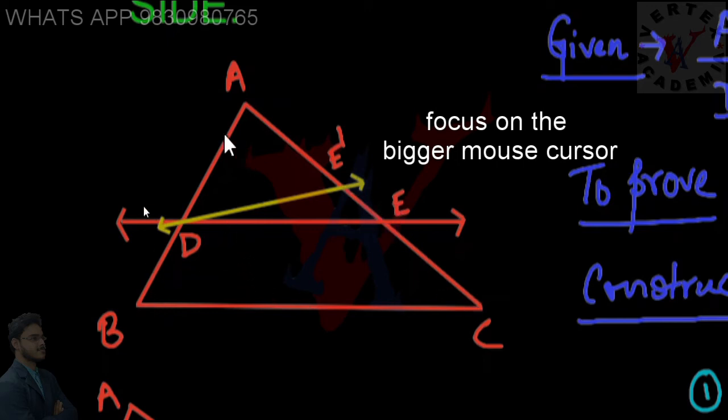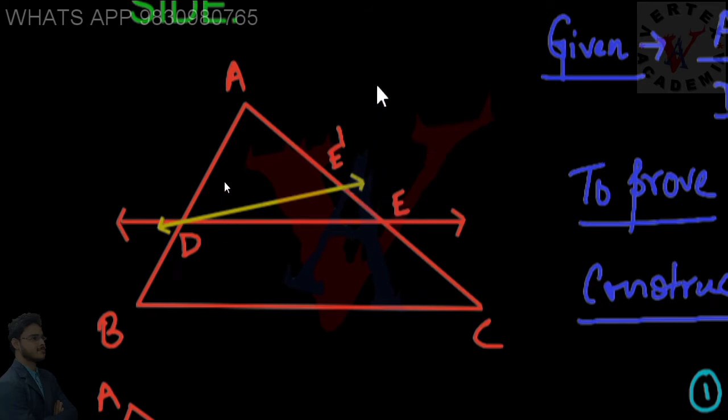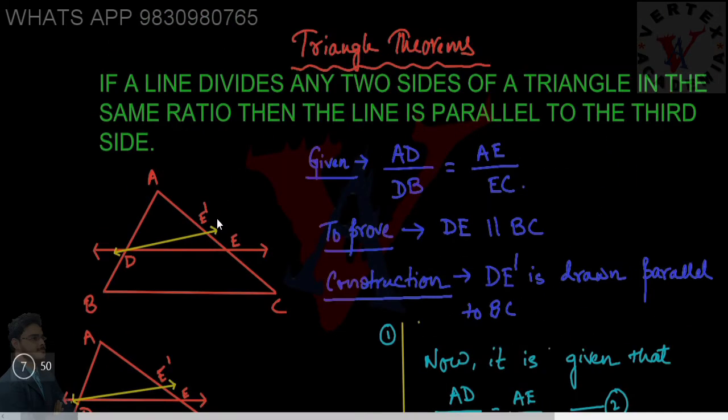And we have to prove that if this condition is satisfied, that if this line segment DE is dividing AB and AC in the same ratio, then DE is actually parallel to BC. So let me just repeat once again. DE is dividing the lines AB and AC in the same ratio. If this condition is fulfilled, then we have to prove that DE is actually parallel to BC.